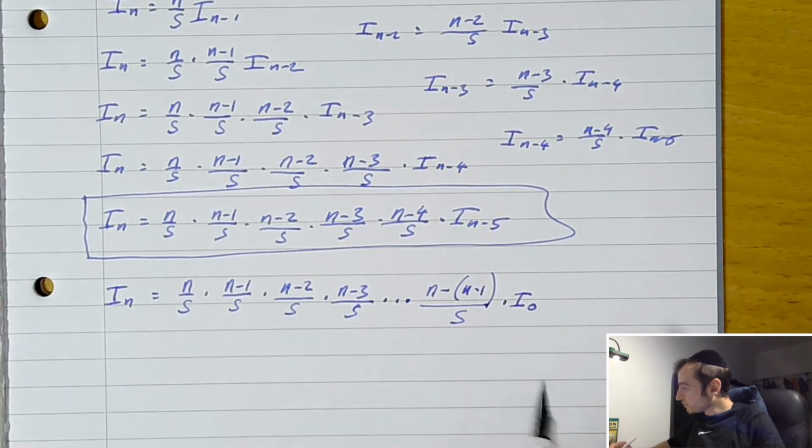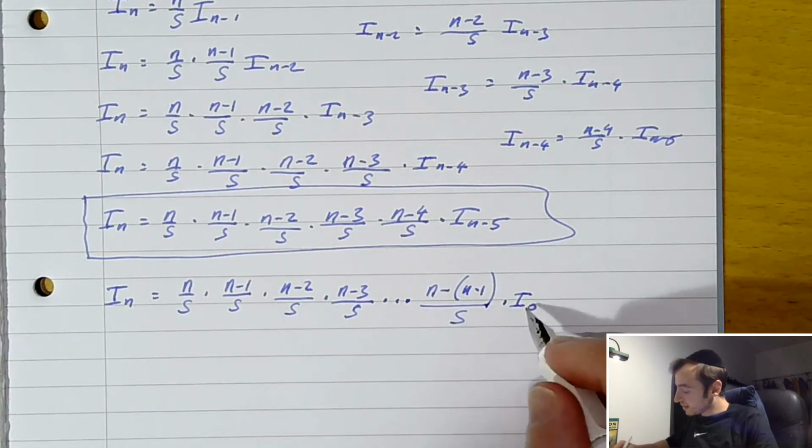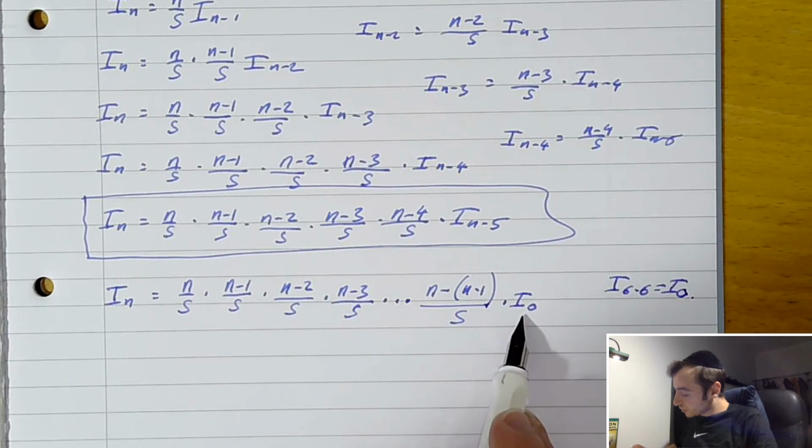Yeah? Because remember, why is that going to be I naught? Let's say we have six numbers, and n is the sixth number. It's going to be I of 6 minus 6 equals I naught, isn't it? So that's why we're going to have I naught over here.